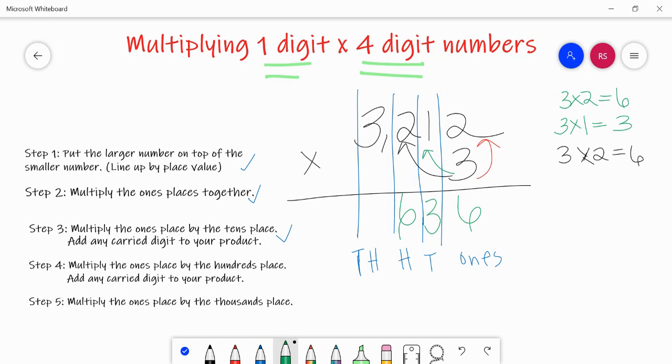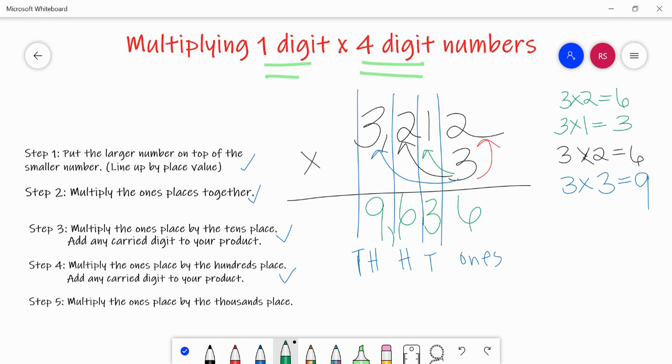So this is just the extra step that we have to add on because we are multiplying a thousands digit. We have to make sure that we add one more step. So now we're going to multiply the ones place by the thousands place. So I'm going to take my 3 ones and multiply it by my thousands place. So again, that's 3 times 3, which I know is 9. And I'm just going to bring the 9 down and I'm done.